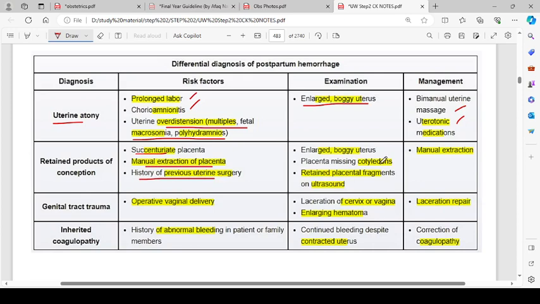Retained product of conception: succenturiate placenta, history of previous uterine surgery, enlarged boggy uterus, placenta missing cotyledons, retained placental fragments on ultrasound, with manual extraction of placenta as management. Genital tract trauma: operative vaginal delivery, laceration of cervix or vagina, and enlarging hematoma, and there will be laceration repair. Inherited coagulopathy: history of abnormal bleeding in patients or family members, continued bleeding despite contracted uterus, correction of coagulopathy is the management.